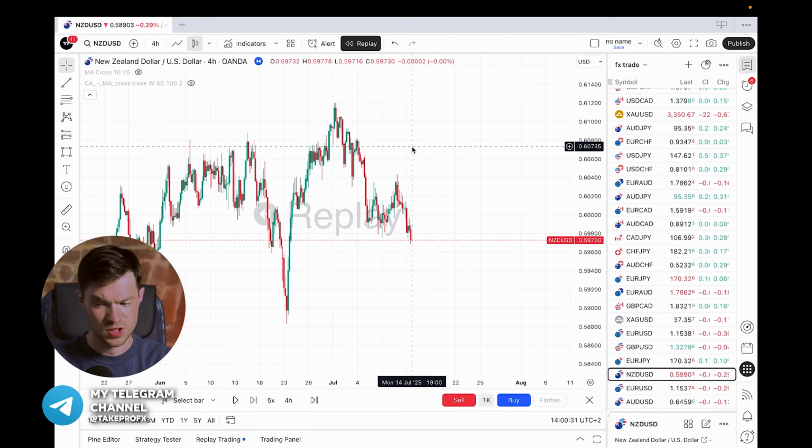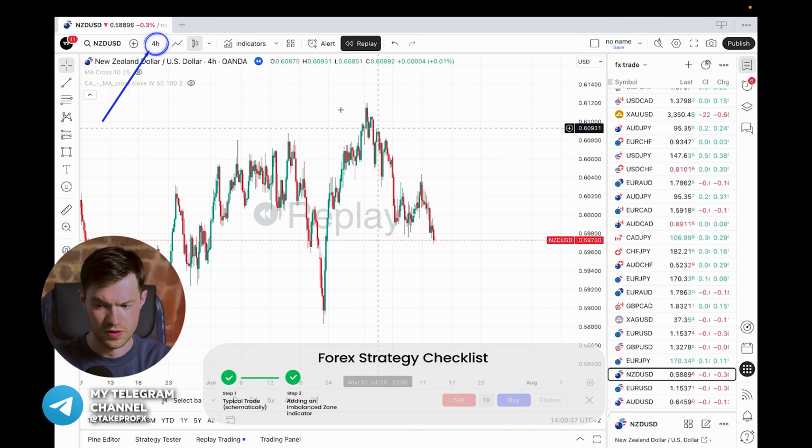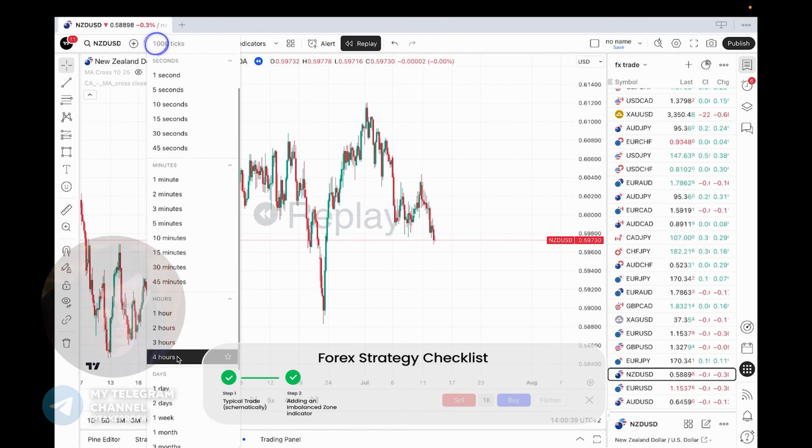Let's move on to the first point of our checklist. This is the definition of key zones of interest. We necessarily start with the higher time frame. In this case, it is 4 hours on the TradingView platform.